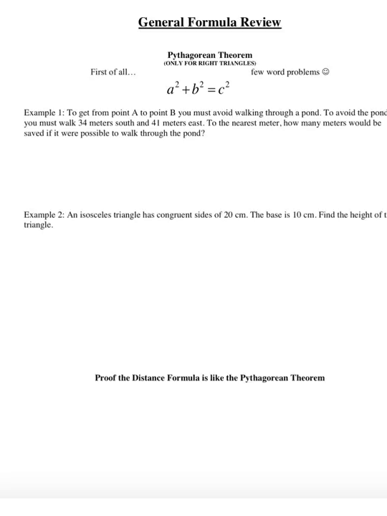All right, so example 1: to get from point A to point B, you must avoid walking through a pond. To avoid the pond, you must walk 34 meters south and 41 meters east. To the nearest meter, how many meters would be saved if it were possible to walk through the pond, or maybe even swim across the pond? So that's what we're trying to find out, what that distance would be. So let's take a look at the Pythagorean theorem and see if that can help us.